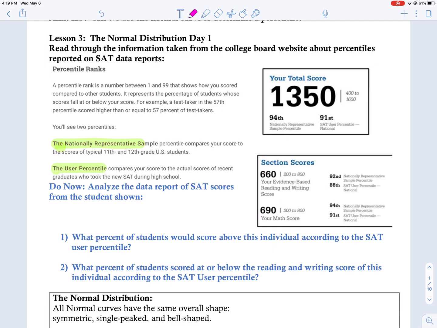So the first question is asking what percent of students score above this individual according to the SAT user percentile. So here, your user percentile is right here. They're in the 91st percentile. But it says what percent of students would score above? So the people that scored at or below is 91. The people that scored above would be 9%. Okay, does that make sense?